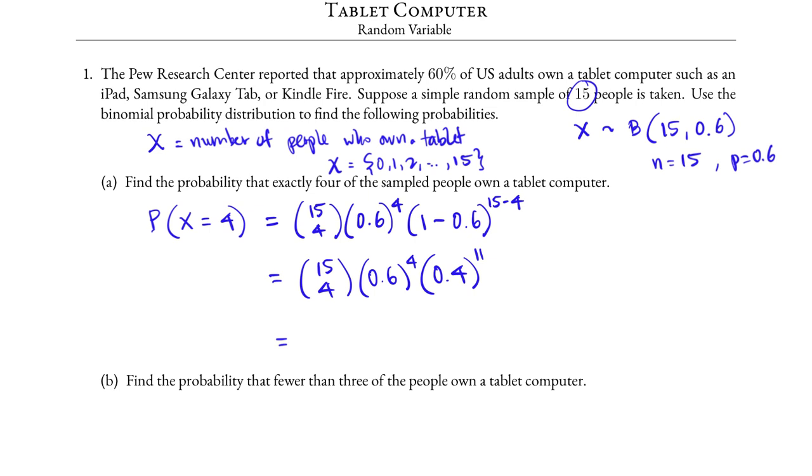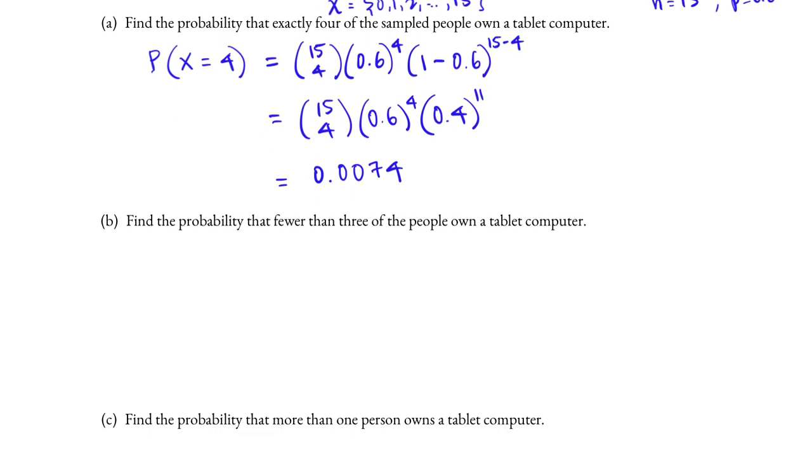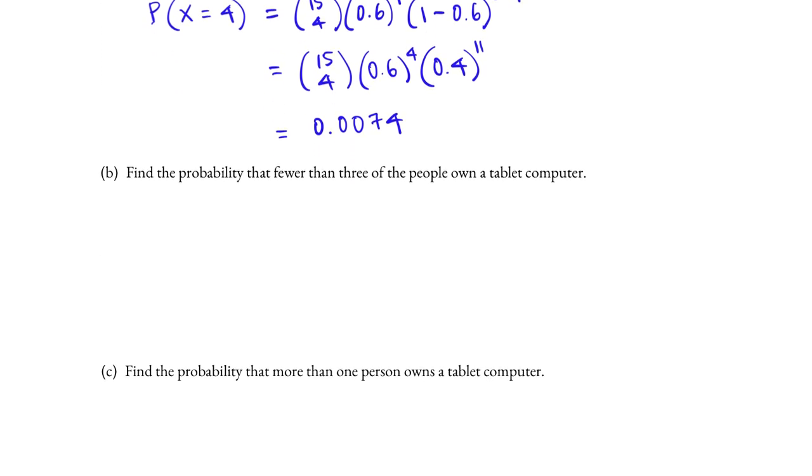If we use a calculator, we will get 0.0074, rounded to 4 decimal places in this case. And so the probability that exactly 4 out of 15 own a tablet computer is 0.0074. Part B. Find the probability that fewer than 3 of the people own a tablet.